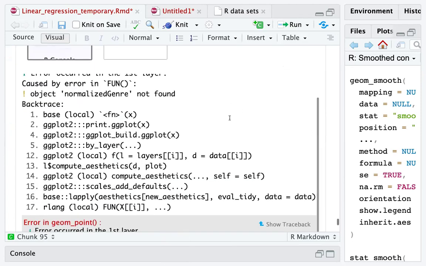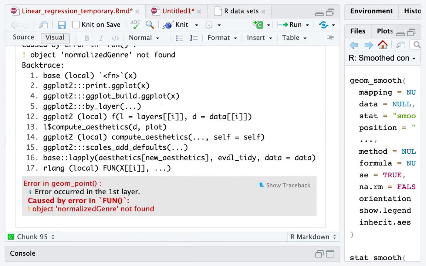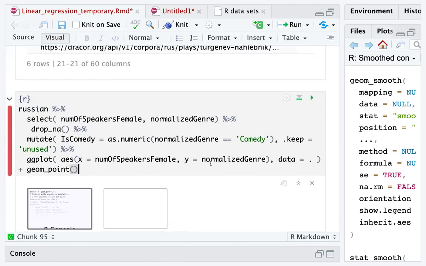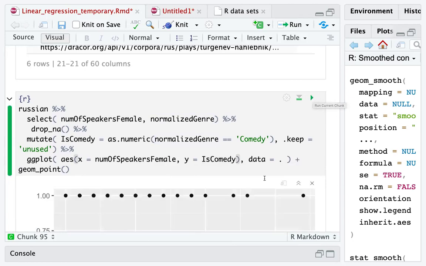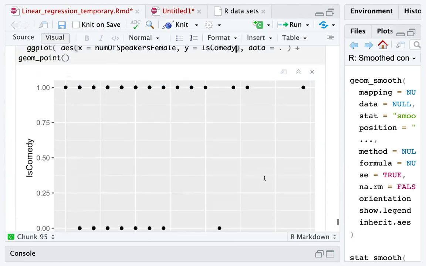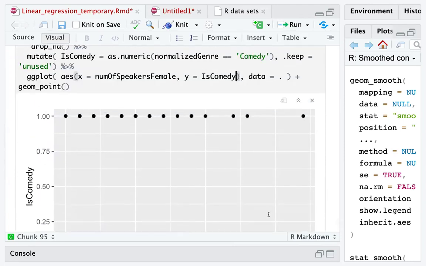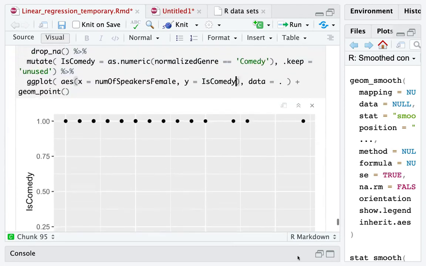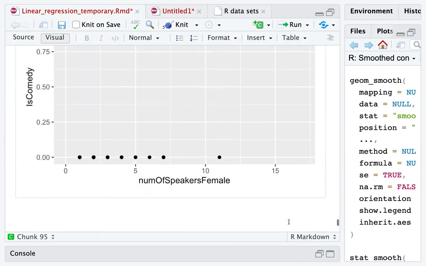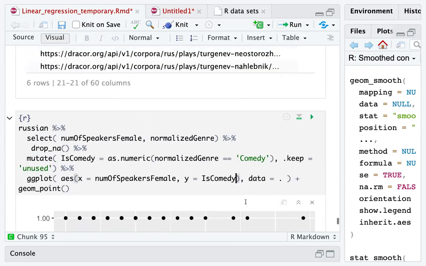Okay. What? Normalized gender not found. I changed its name to is comedy. Yes, of course. Okay. It seems that a logistic regression wouldn't be too much of use here. Let's try with male speakers.